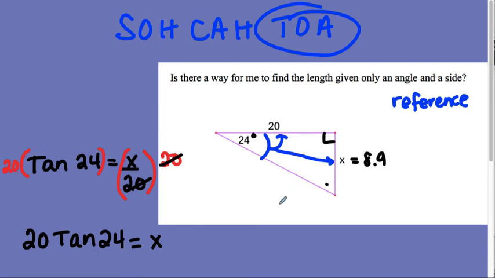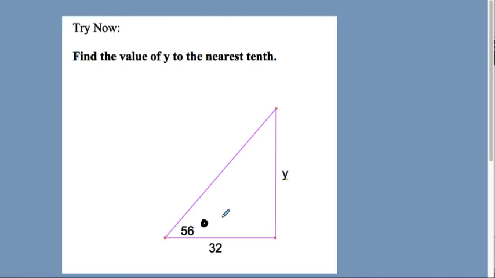I do want you to do the try now right below it. That is 56 degrees, and that triangle, if it's not noted, is a right angle. So 56, and this is a right angle.